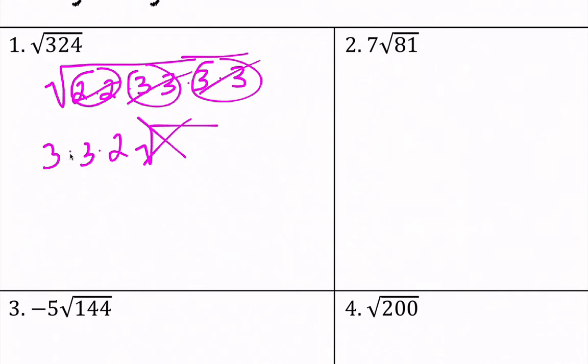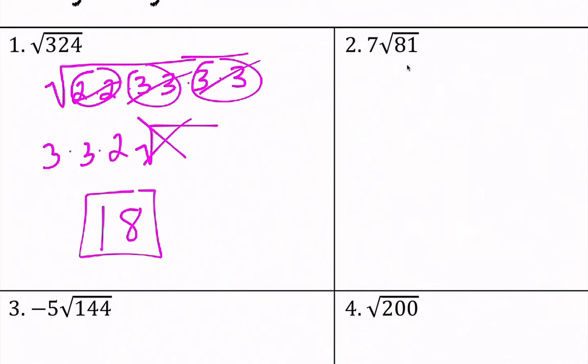So all I have left is 3 times 3 times 2. 3 times 3 times 2 is 18. And the reason everybody escaped is because 324 is a perfect square. The square root of 324 is 18. 18 times 18 is 324.